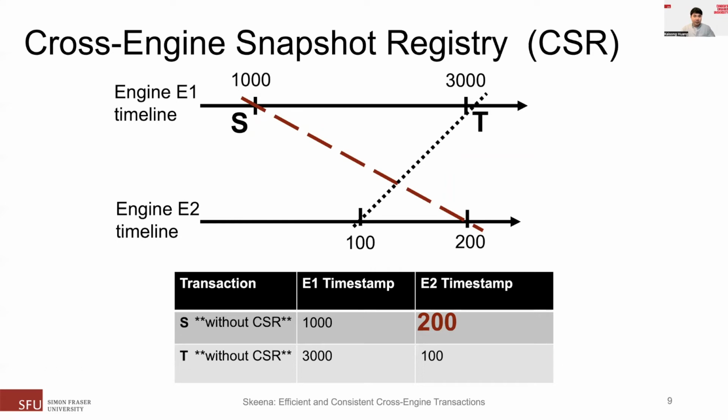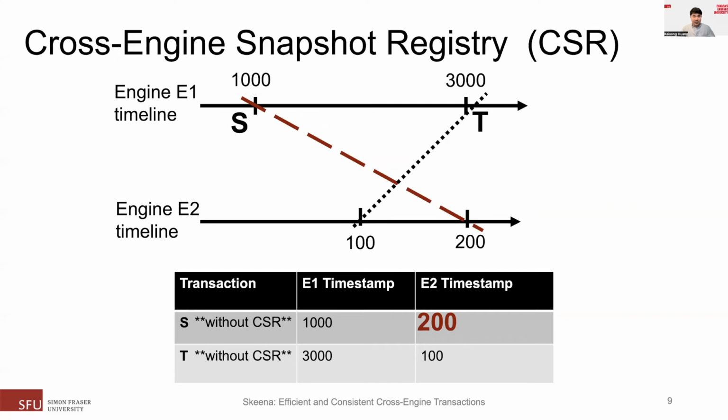Cross-engine snapshot registry is the table that maintains the mappings of snapshots between different engines. Now let's take a look at how Skeena avoids inconsistent snapshots by using CSR. First, let's revisit this example of inconsistent snapshot when CSR is not in place.